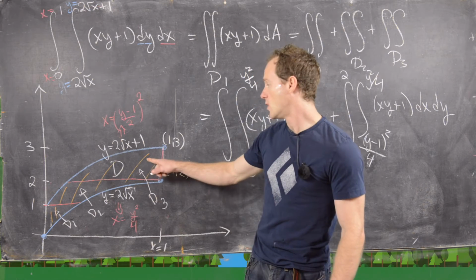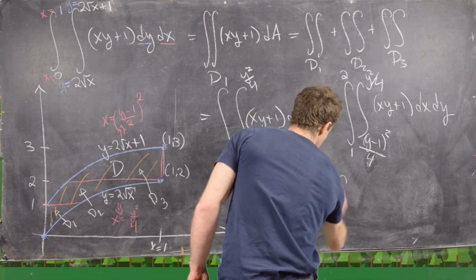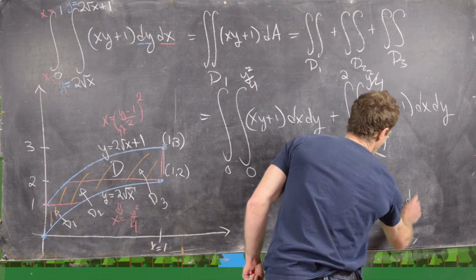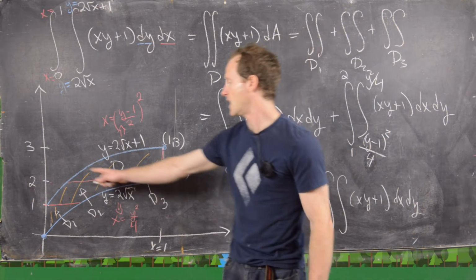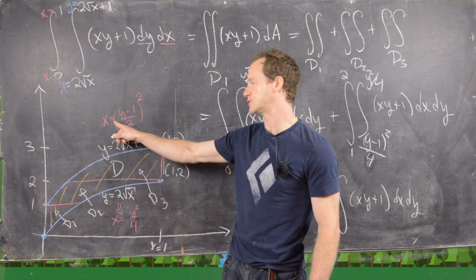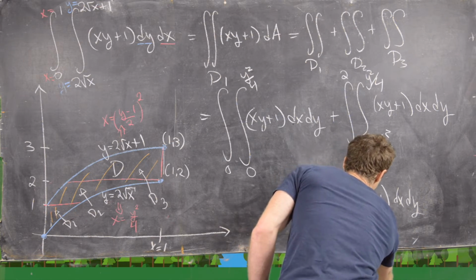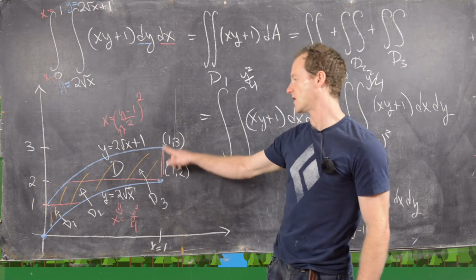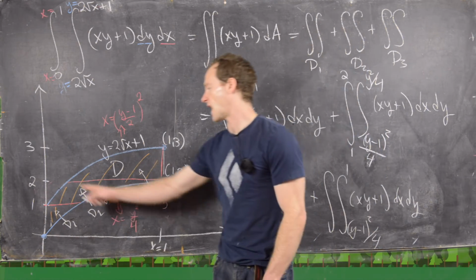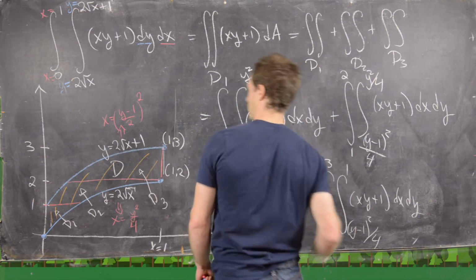Okay, good. Now we want to do this third region, D3. So we'll do plus, again, the double integral xy plus 1 dx dy, because we're changing the order of integration. Working from left to right, our smallest x value is this curve again, which we've rewritten in this way: y minus 1 squared over 4. Our largest x value is this vertical line right here, which is x equals 1. Our smallest y value is 2, and our largest is 3. So we'll go 2 to 3.